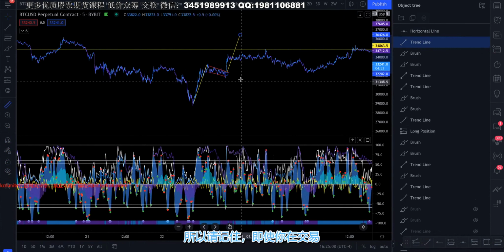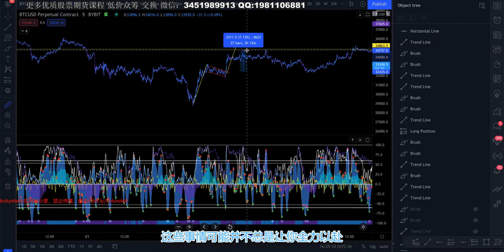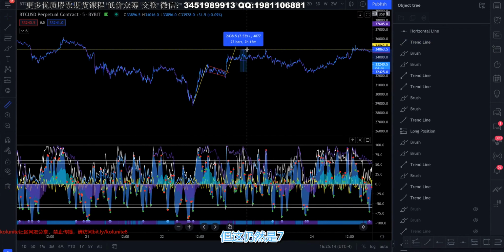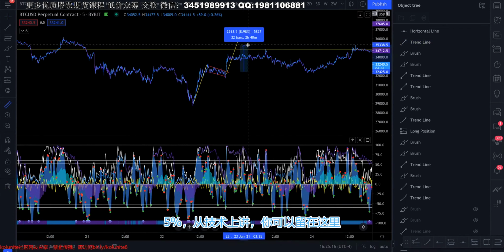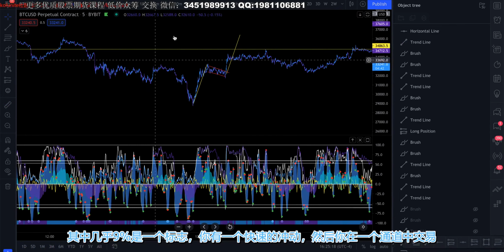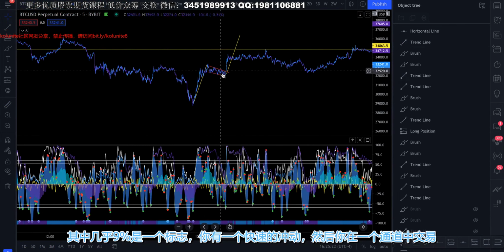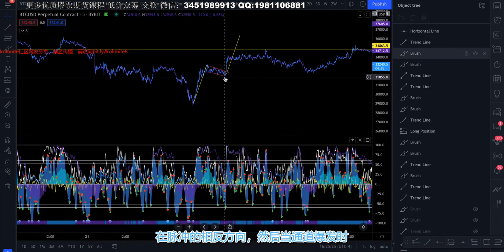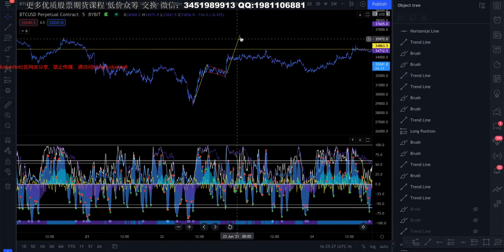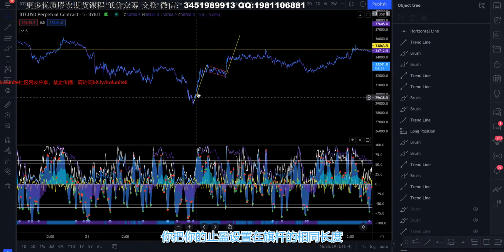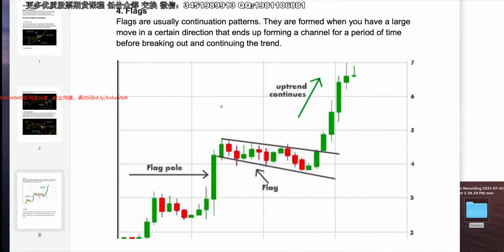So just keep in mind that even when you're trading these things, they might not always give you the full move, but this still is a 7.5% move. Technically, you could have stayed in here for almost 9% move. This is a flag where you have a quick impulse, and then you're trading in a channel in the opposite direction of the impulse, and then when the channel breaks out, you set your take profit up at the same length of the flagpole. Okay.